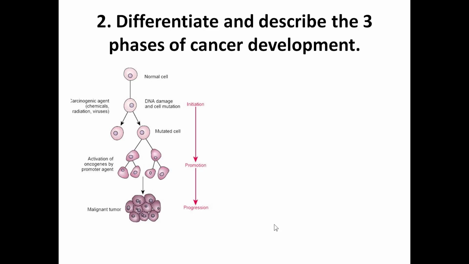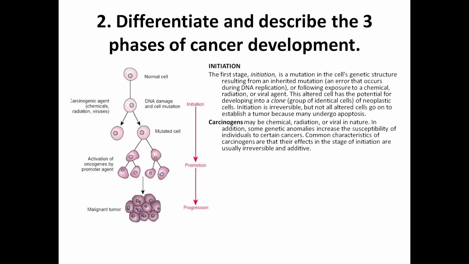The second question is differentiate and describe the three phases of cancer development. Well, the first phase is initiation, and that is a mutation in the cell's genetic structure resulting from an inherited mutation or an error that occurs in the DNA replication, or following exposure to a chemical, radiation, viral agent, some type of carcinogen. These altered cells have the potential for developing into a clone, or a group of identical cells, of neoplastic cells. So the initiation is irreversible.